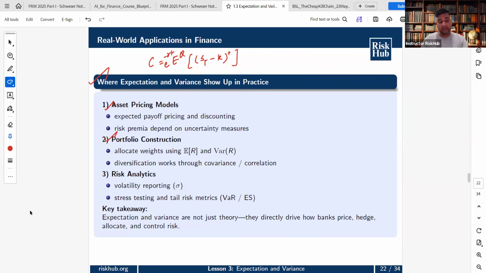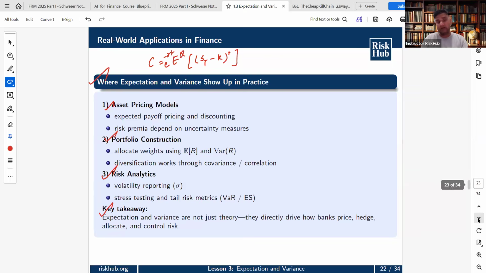Risk analytics: every bank produces daily volatility reports. Metrics include volatility, VaR, expected shortfall, and stress testing: what happens if the market falls 30%? Real bank examples are Goldman Sachs, JP Morgan, Citi, HSBC. Every trading desk produces daily profit and loss, daily VaR, stress losses, and capital usage, all built on expectation and variance, right? Which we need to understand. Okay, so this is done.